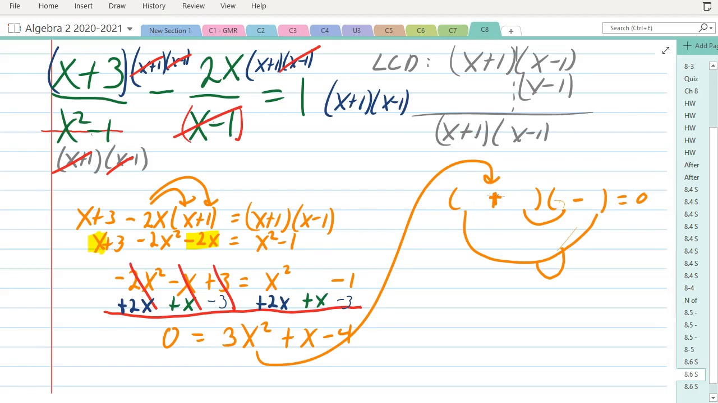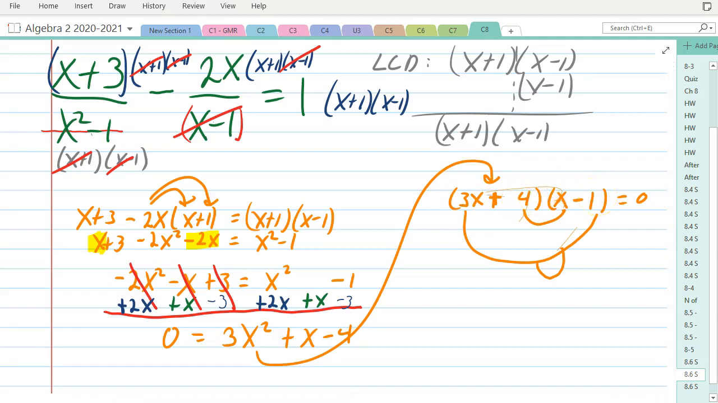Now, since the middle is a 1, and I also have a 3, I'm probably going to want to subtract 3 and 4 to get 1. And that's just using common sense. So I'm going to put the 3 and the 4 in the same house, and then I'm going to put the 1x and the 1, the other factors, in the other house. So the factors of 3 are 3 times 1, and the factors of 4 are 4 times 1.